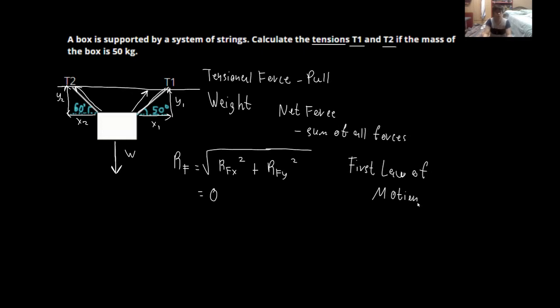Kung yung kotse nagda-drive lang in a constant speed, meaning hindi siya bibilis at hindi rin siya babagal, then the car will just move at a constant speed. So therefore, kapag naka-constant speed yung object or hindi siya gumagalaw, yung resultant force mo ay 0. Pero kapag yung kotse nasa constant speed, pero bumabagal siya, hindi 0 na to. Kasi nagbabago na yung speed. Yun yung external force nag-a-act sa kanila.